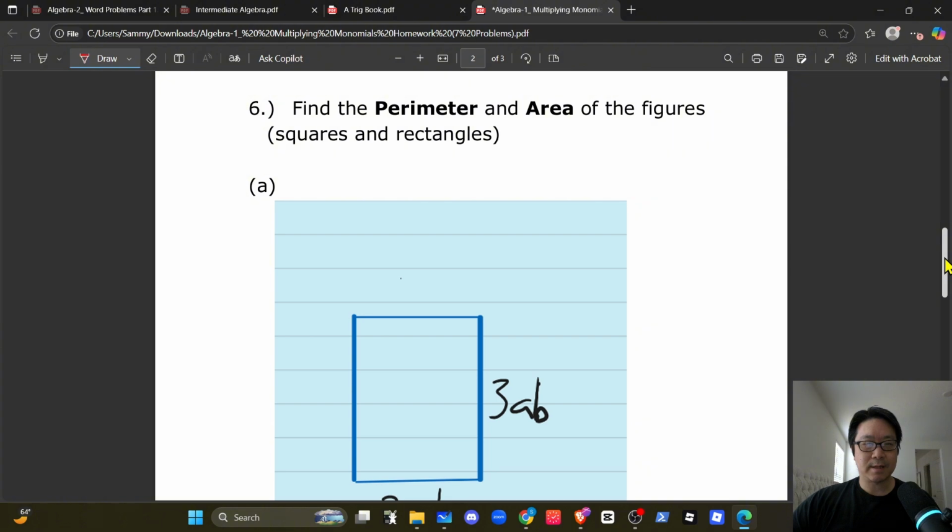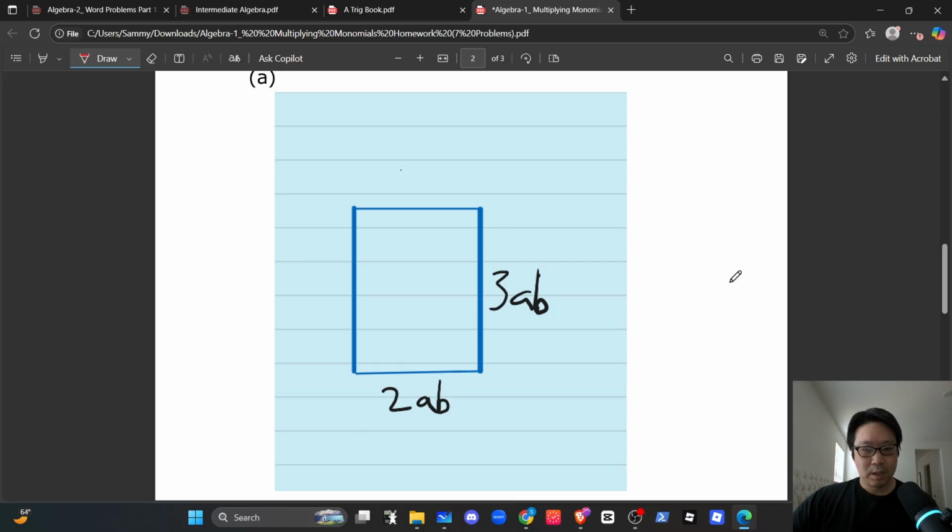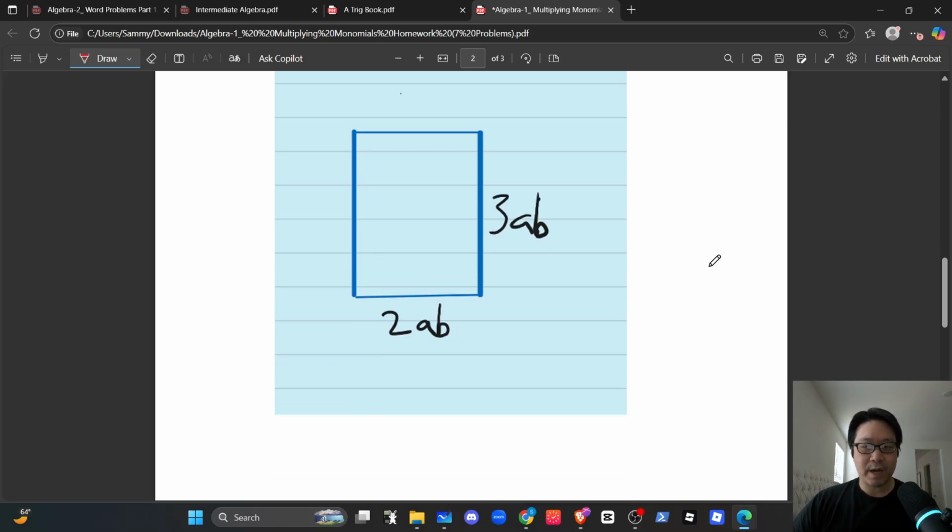Okay, number 6. It says find the perimeter and area of the figures. And it's going to be squares and rectangles. So 6a, we have this figure, and this is a rectangle, right? On one side, we have 2ab, and on the other side is 3ab.